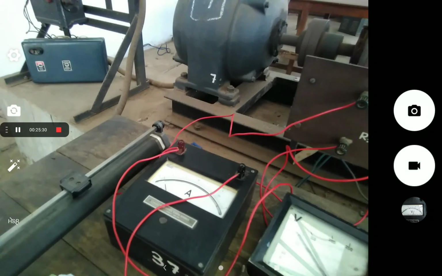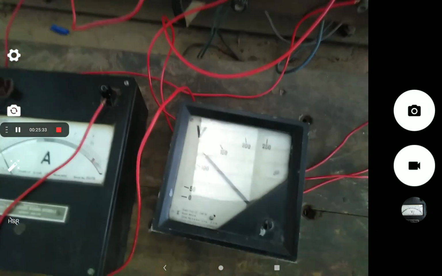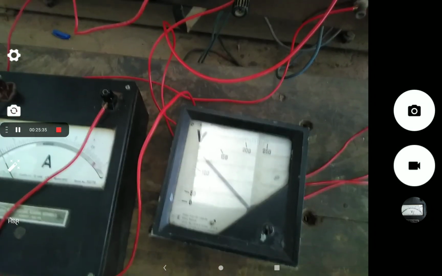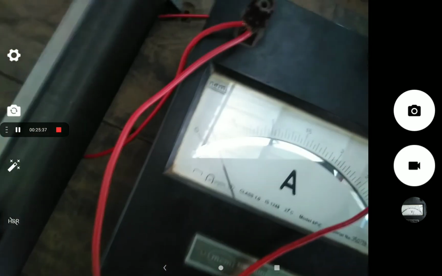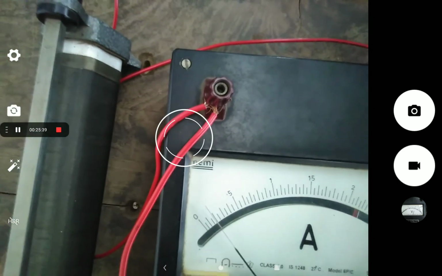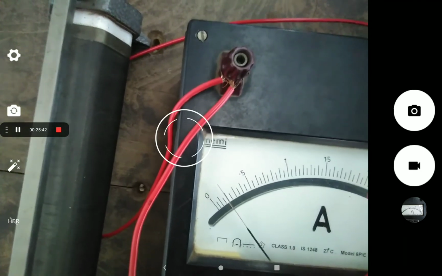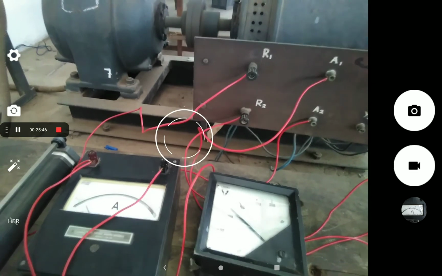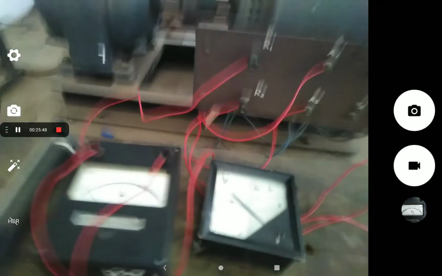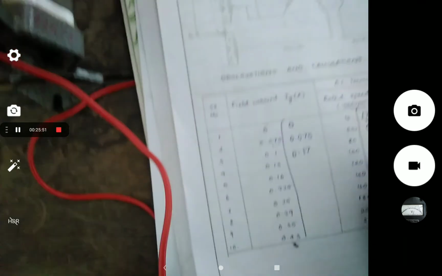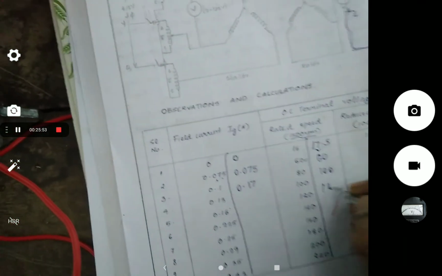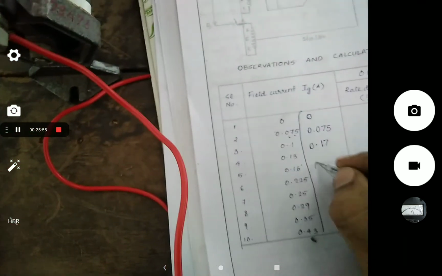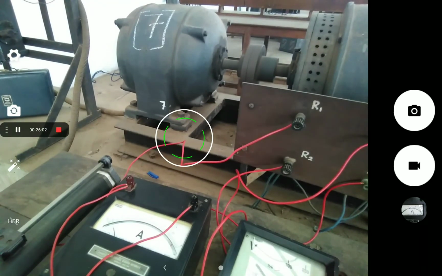Okay. Now it has reached 120. Then the ammeter reading is almost 0.2. So mark it: your voltage is 120. For 120 it is 0.2. Okay. Now change it to 140 or 150.